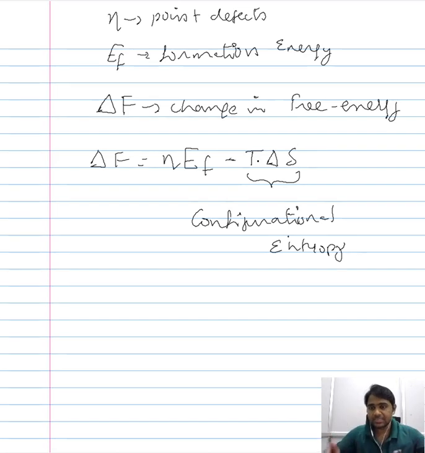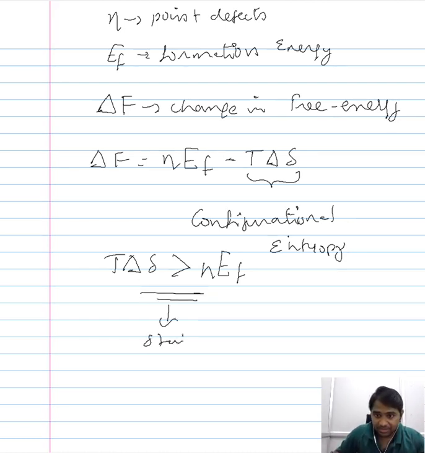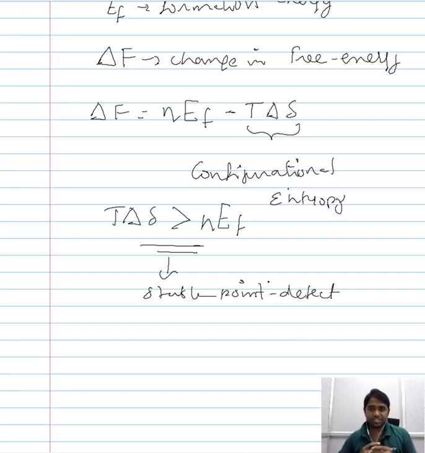Therefore, beyond a certain limit, when the combination of temperature and configurational entropy is sufficiently greater than the change in the energy density introduced by the point defect, then you have a decrease in the overall energy density of the system, and in this case we have stable point defects. So what we essentially have is a thermodynamic condition that tells us there is a possibility for the point defects to be stable.